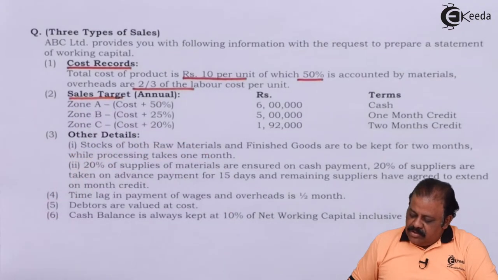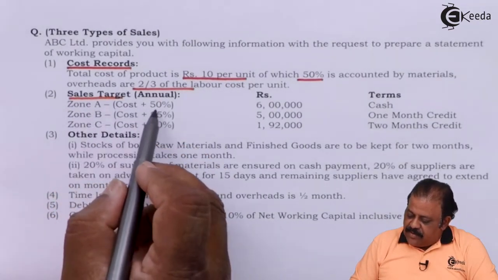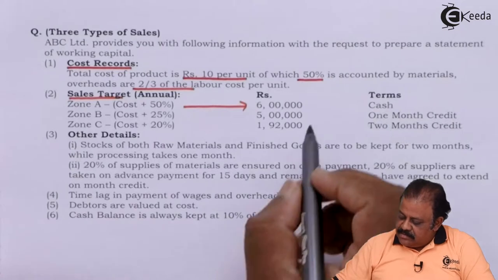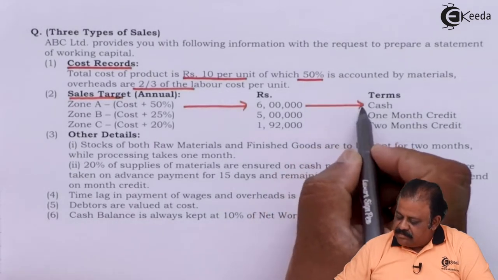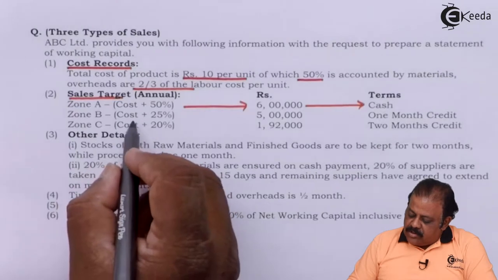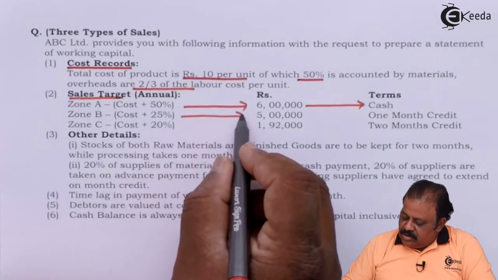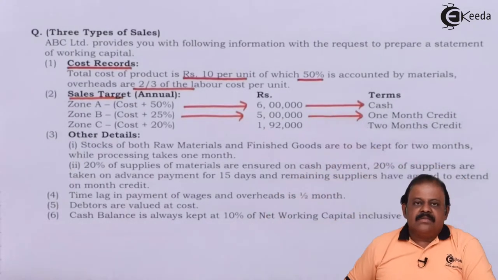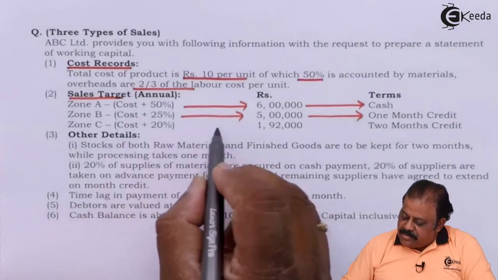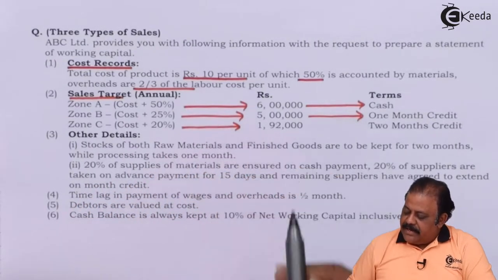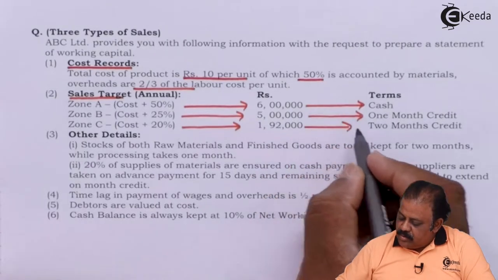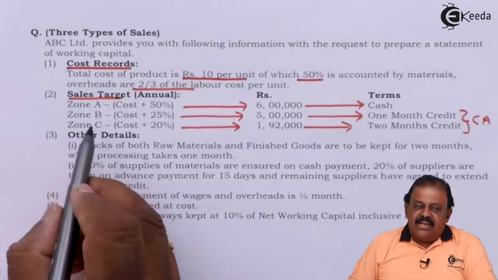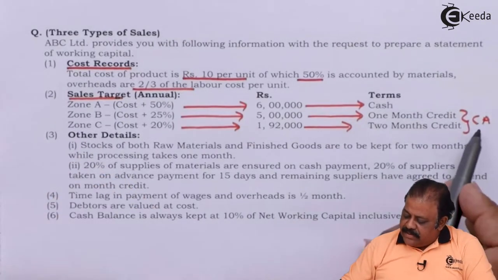Sales target annual, zone A, cost plus 50%. Sales amount is 6 lakhs. It is on cash basis. Zone B, cost plus 25%. Total sales 5 lakhs. 1 month credit. Zone C, cost plus 20%. 1,92,000. 2 months credit. So zone B and zone C will have debtors. It will be part of current asset.